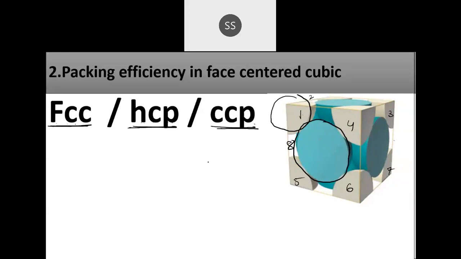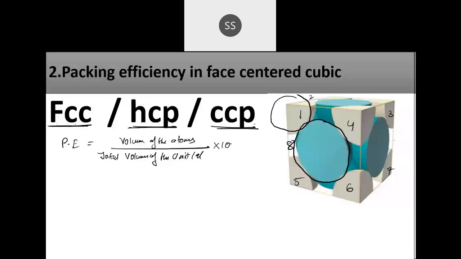So how do we calculate? Before that, we will calculate the number of atoms present in this unit cell. Now I want you all to answer me. To calculate packing efficiency, you should know the volume of the atoms divided by the total volume of the unit cell, into 100. Yes, very good, correct. The value is 4. The number of atoms for FCC is 4.